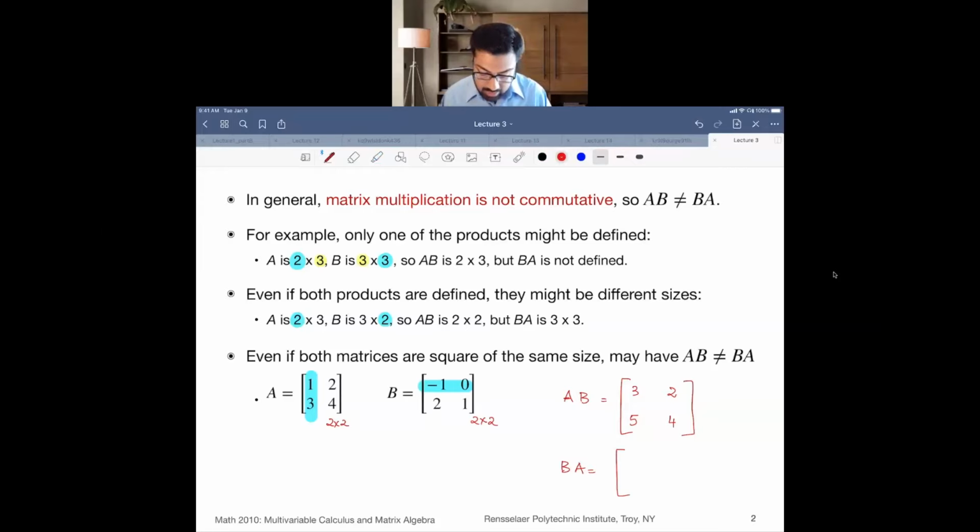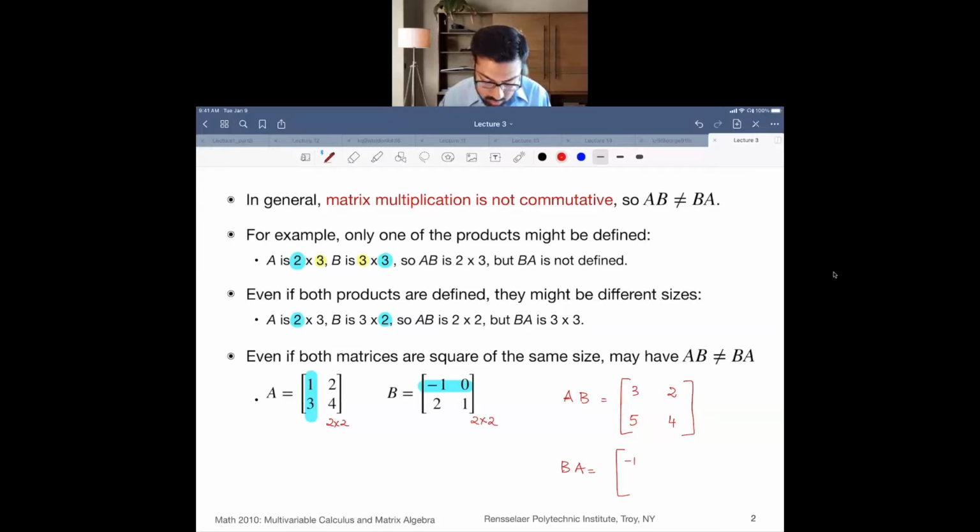You're going to get -1 plus 0. And right away, just by looking at the first entry, you know that they are not matching up. AB doesn't equal BA. So you can still go ahead and complete the whole thing.